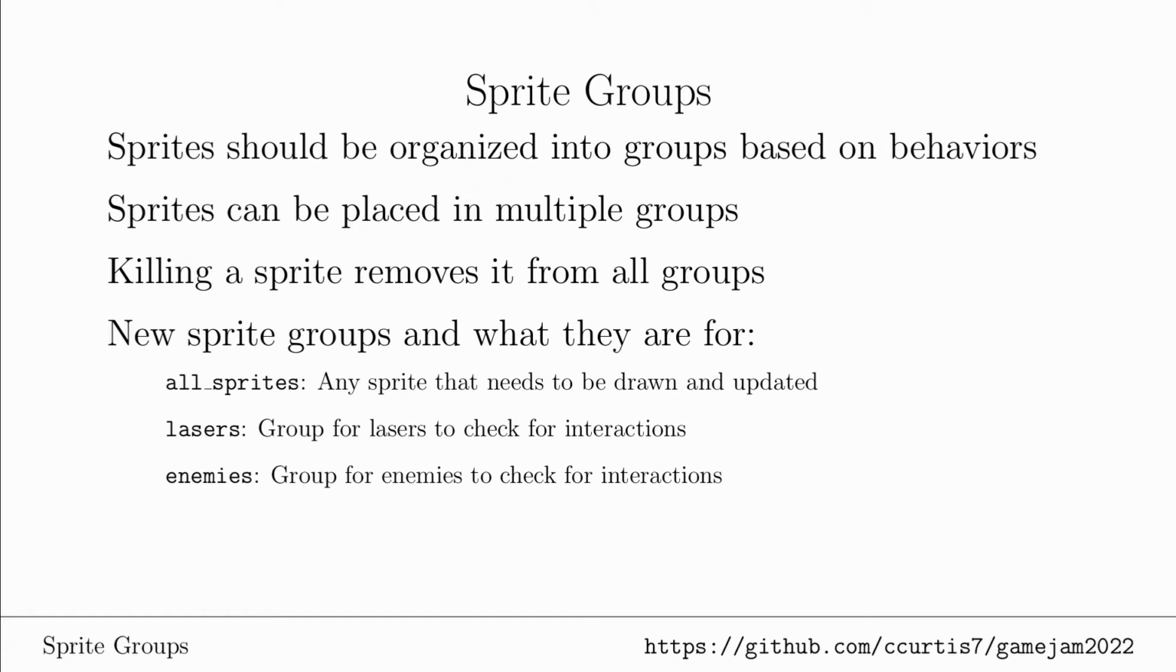The next two groups are the Lasers and Enemies groups. These are how we're going to check for interactions. When the lasers hit the enemies, it will cause an explosion. And when the enemies hit the player sprite, the shields will decrease and maybe the player will blow up.